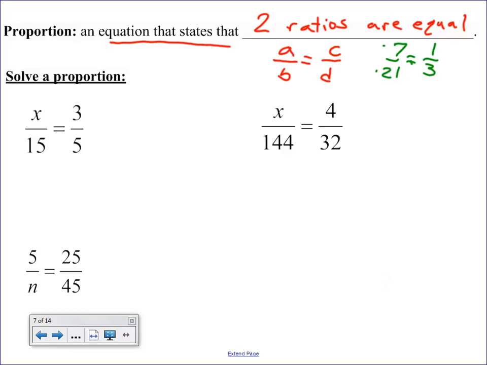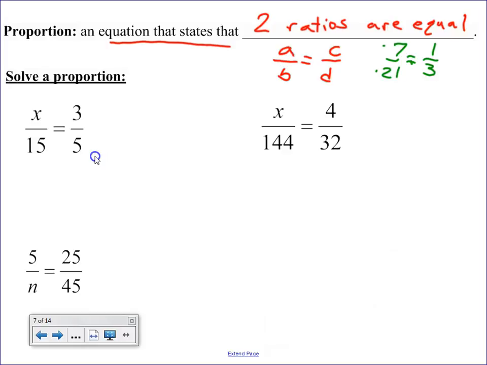So it's helpful now when we take a look at one of these examples. The ratio of x to 15 is the same as the ratio of 3 to 5. So we know that those two are equal. Okay? Multiple ways we can take a look at this.